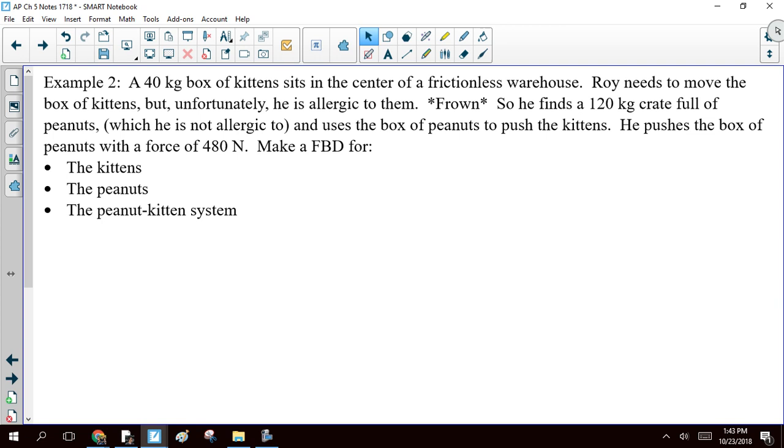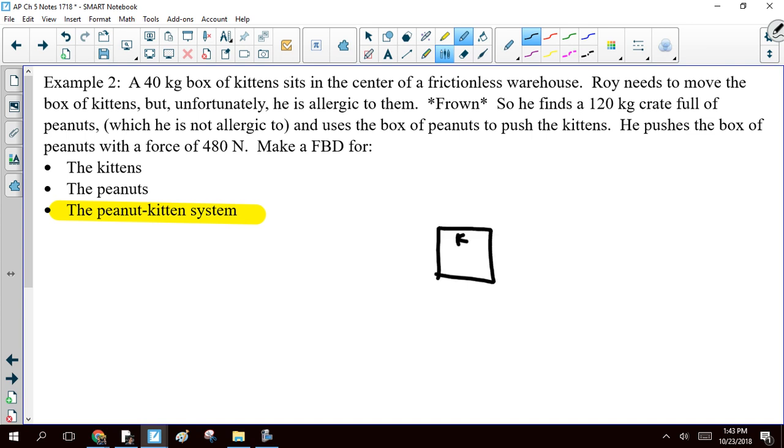Okay, so we need to make free body diagrams. All right, so what I encouraged you guys to do last year was to start with the system, okay? So let's do that. I'm actually going to do these out of order, all right? So we're going to do the peanut-kitten system, all right? So if we do that, let's see. So we've got a box of kittens, right?